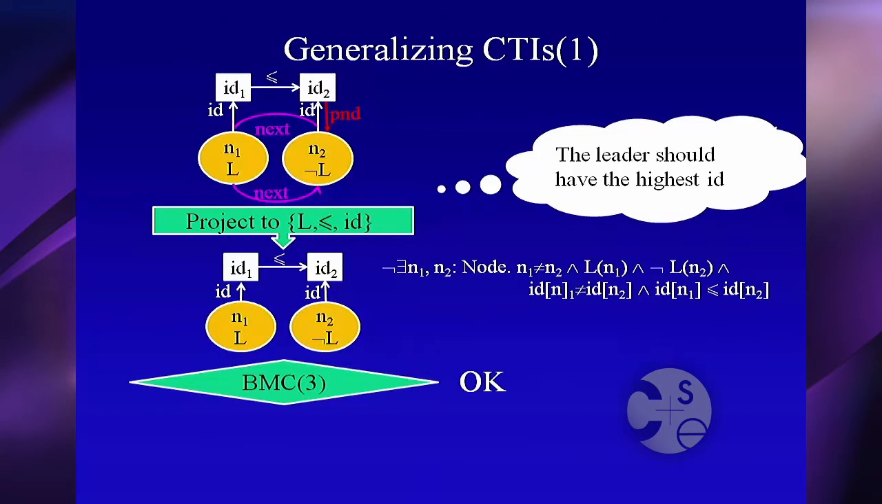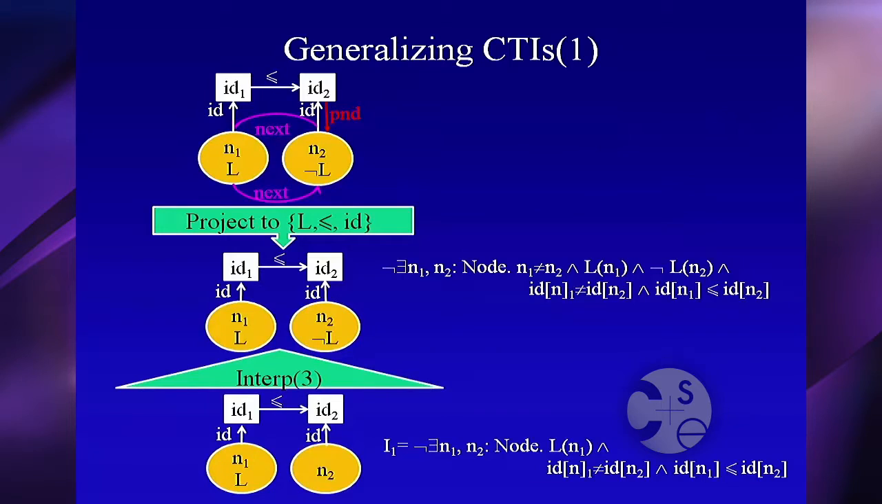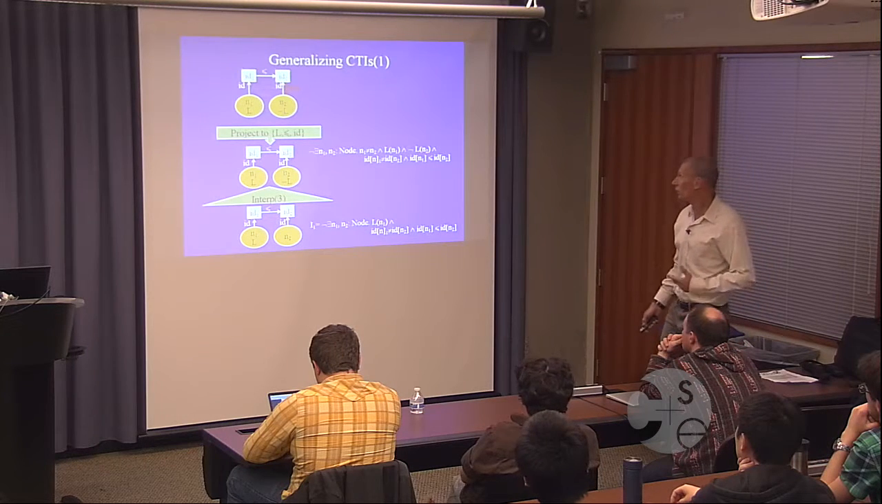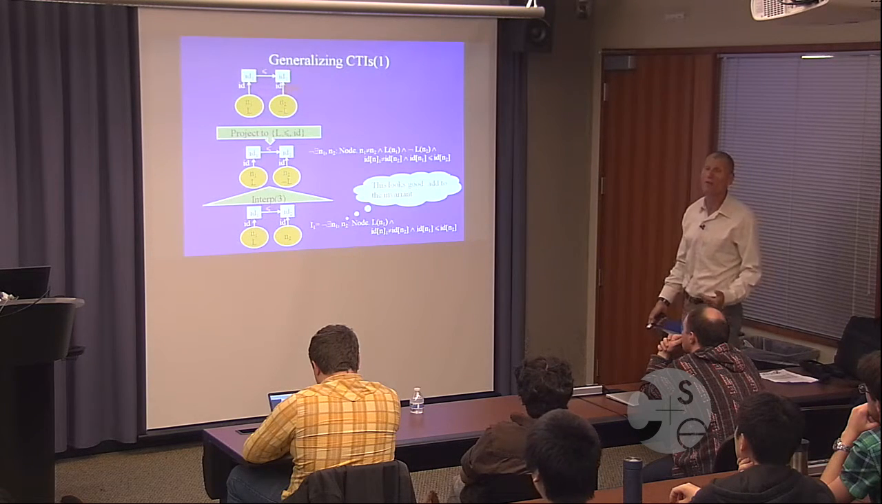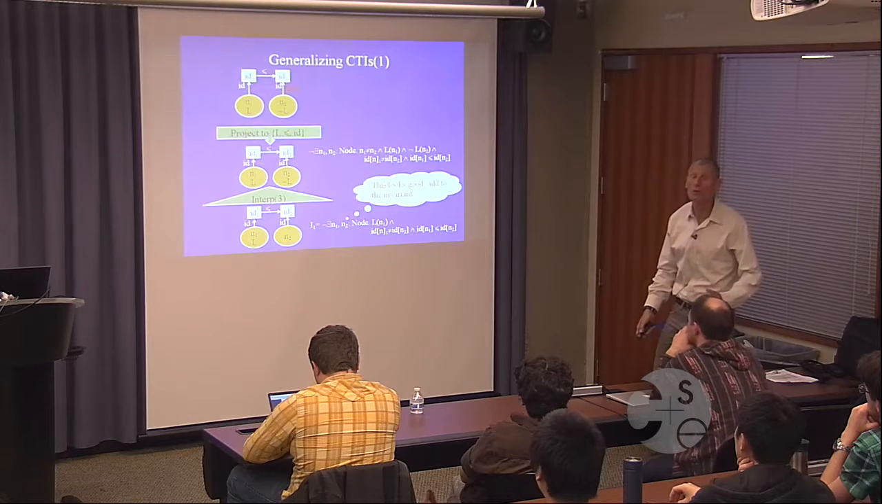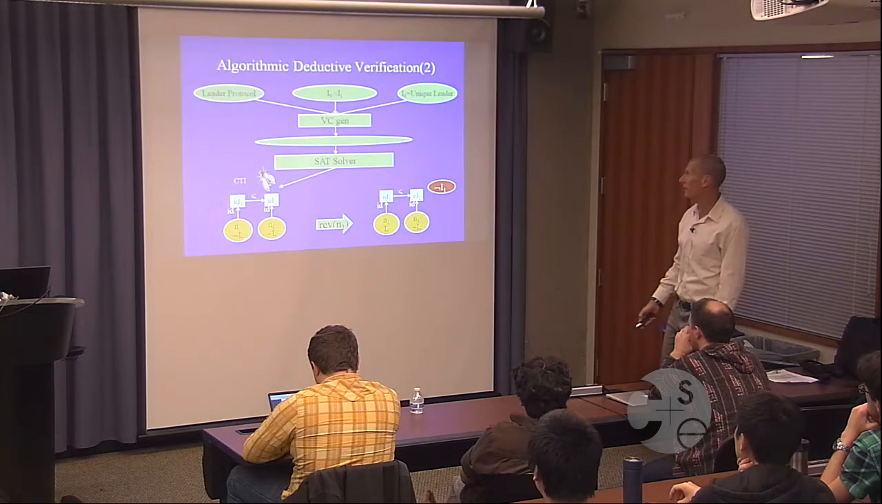So what we do, we need to actually go to a higher K. If you have three, then in fact the bounded model checking will be okay. The interpolation will be okay. And you notice that it generalizes it. Okay, so now we generalize it and we got the property that we want. This looks good. We have it in our inductive environment. So now we know that the leader has the highest ID.